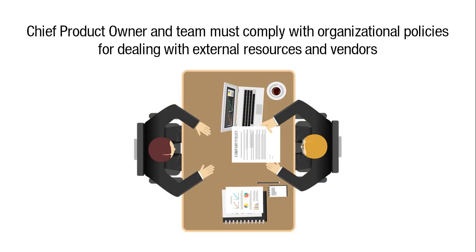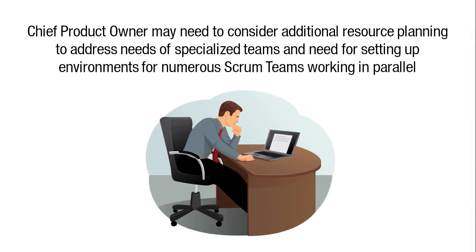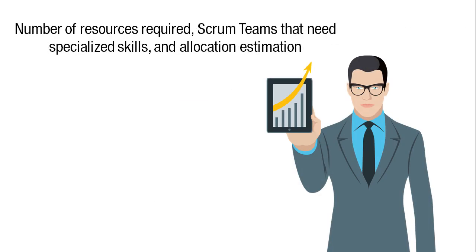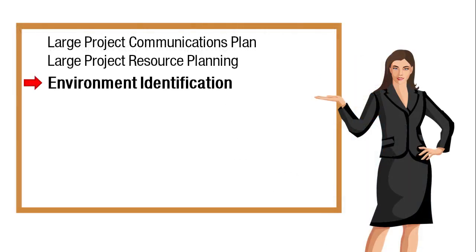When hiring external resources, the Chief Product Owner and team must comply with organizational policies for dealing with external resources and vendors. In large projects, the Chief Product Owner may also need to consider additional resource planning to address the needs of specialized teams and the need for setting up environments for numerous Scrum teams working in parallel. The Chief Product Owner and the product owners can collaborate with Scrum Masters and Scrum teams to define the specialized skills required for the large project, the number of resources required, the Scrum teams that need specialized skills, and allocation estimation.